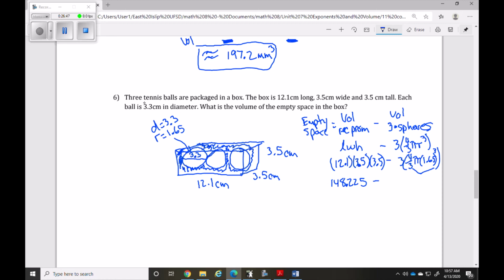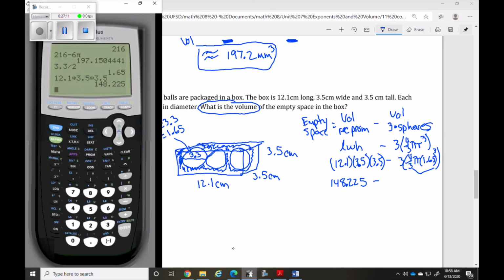Notice these words here. 3 tennis balls are packaged in a box. The box is that long. Each ball is that wide. What's the volume? It doesn't tell us to round, doesn't tell us to keep an exact answer. So when it says, what is the volume, and we don't have any permission to round, we're not allowed to round. So I have to do this exact since it didn't give me permission to round.